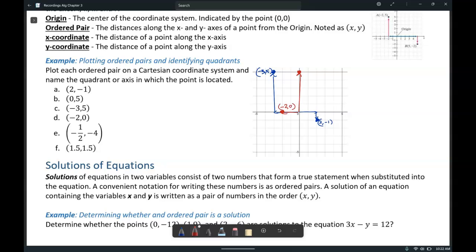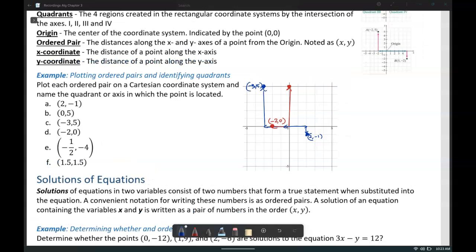Negative 1/2, negative 4 means we're going to go halfway to the next point and then go down 4 units. So we end up here at negative 1/2, negative 4. And for 1.5, 1.5, we go right 1.5 units and up 1.5 units to end up right here in the middle.